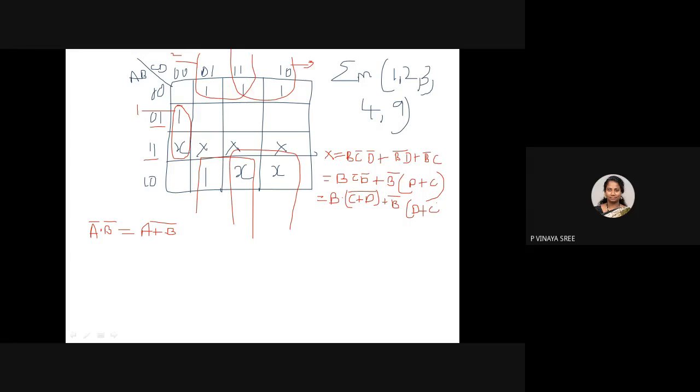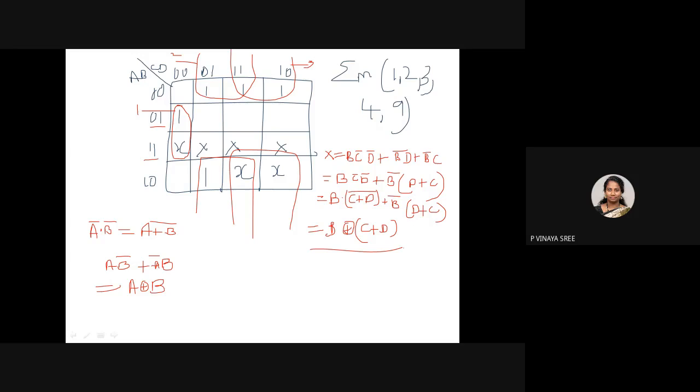Now, I will see who will substitute this one. D XOR C plus D. Yes, very good. So this is in the form of A B complement plus A complement B, which is nothing but A XOR B. So what we have to write? B XOR with C plus D. So this is your final expression.